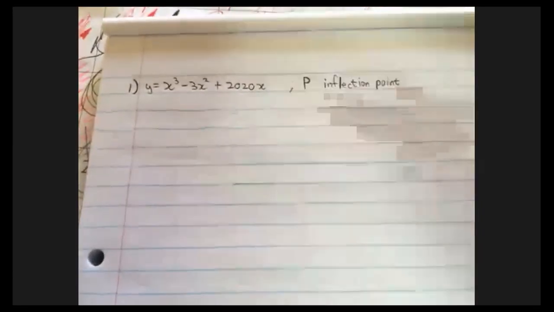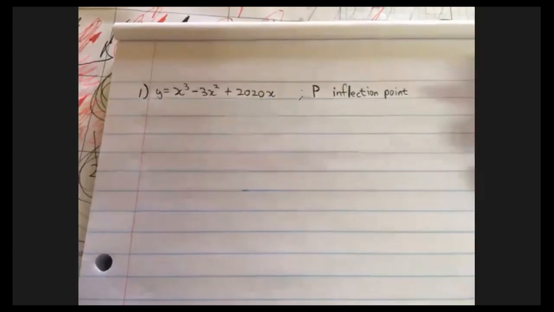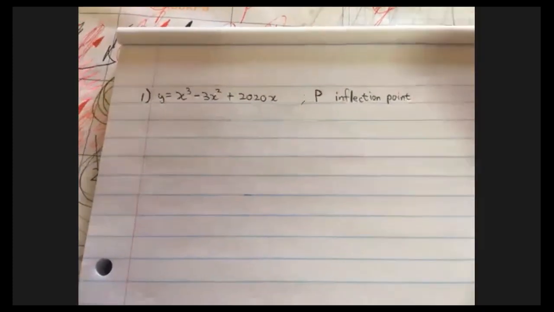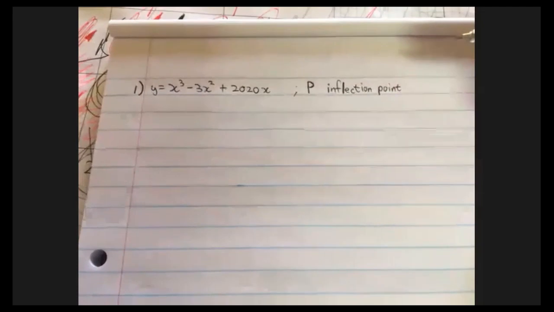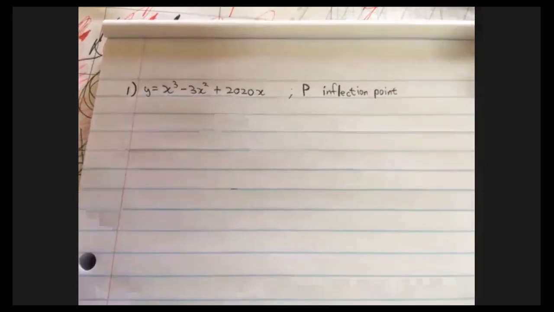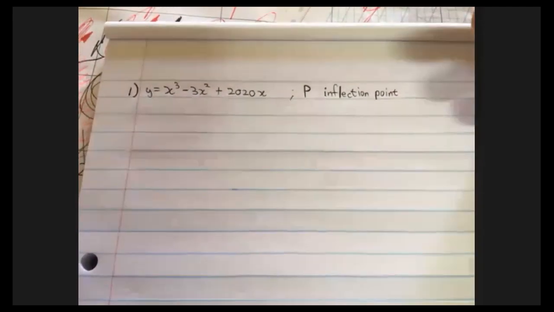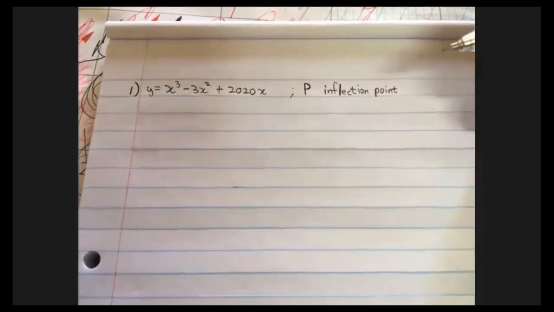So question 1, we have this here. We are given a polynomial and we're told that P is an inflection point, and then what we're asked is what is the slope of the tangent line at point P.